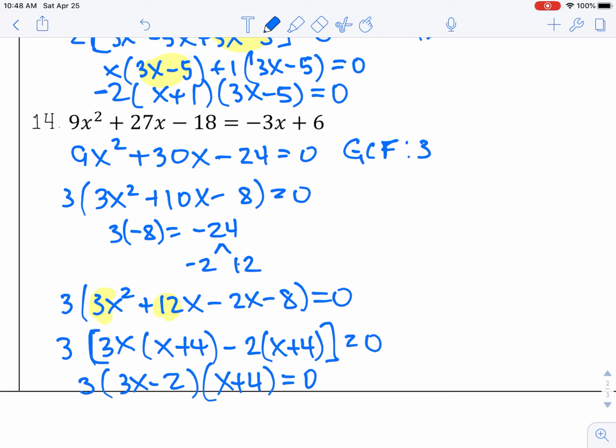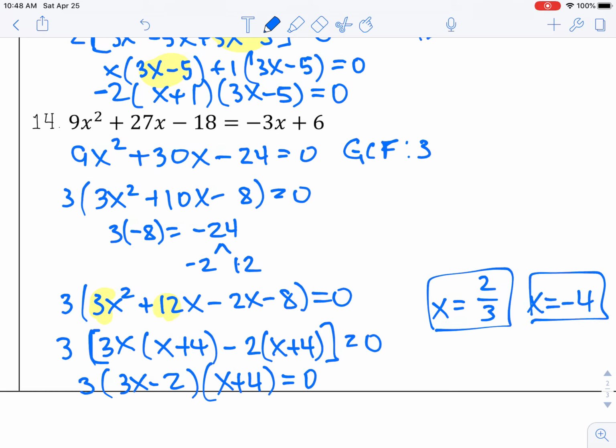Certainly you don't have to use the AC method. So you get x equals 2/3, x equals negative 4. And this concludes solving by factoring.